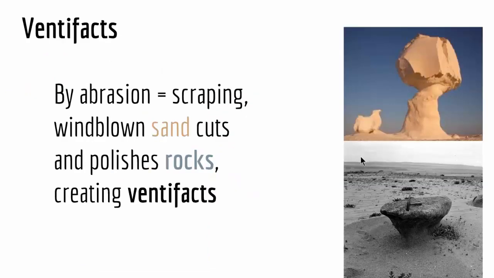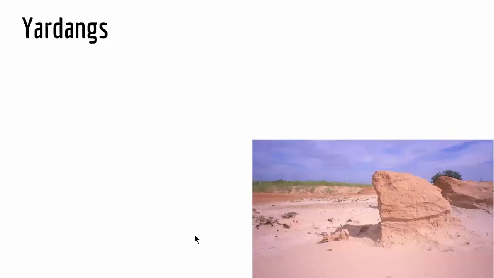Okay, another structure that is created by wind erosion is ventifacts. Ventifacts are created by abrasion, which means scraping. Basically, wind-blown sand cuts and polishes rocks, creating ventifacts. As you can see, these are pictures of ventifacts. They are made out of scraping of wind-blown sand that rubs against other big structures and creates these polished figures that are called ventifacts. Finally, yardangs.